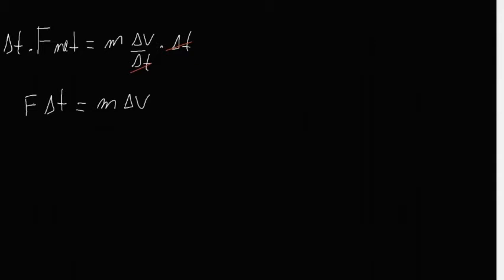By the way, if you start from this equation and multiply both sides by delta t, you're going to get another important theorem. The force multiplied by the change in time is equal to the mass times the change in velocity. The product of the force and the time is known as impulse, and mass times the change in velocity is known as the change in momentum. So this is known as the impulse momentum theorem. The impulse is equal to the change in momentum.